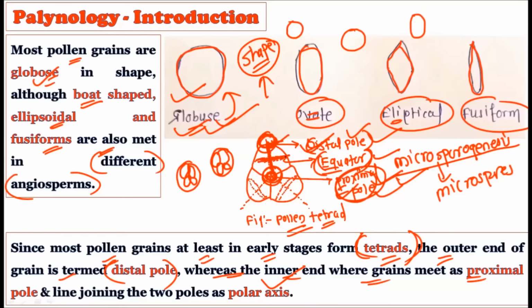Exactly at the center of the polar axis you will find the equator. This kind of arrangement is actually present in the tetrad of the pollen. In this particular slide, you can see that the pollen grains are of different shapes, and they have the distal pole, proximal pole, and the polar axis in their structures.